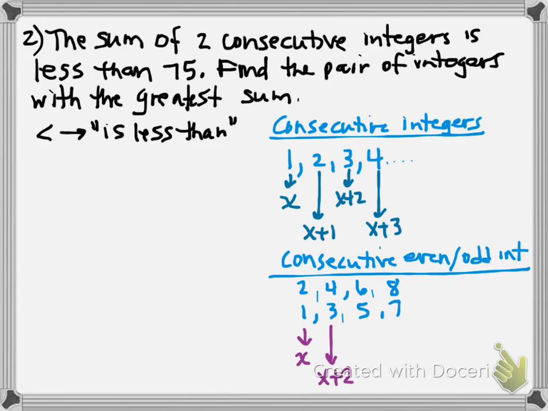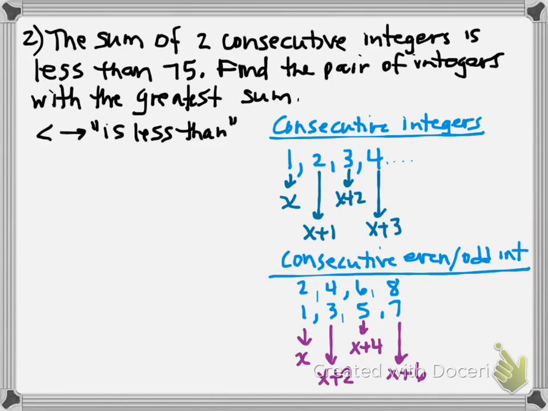Okay? What do I do to 2 to get to 6? 4. Add 4. What do I do to 1 to get to 5? Add 4. The pattern is the same. Okay? And then what do I do to 2 to get to 8? What do I do to 1 to get to 7? So right there, there's all your definitions that you need, whether they're consecutive, consecutive even, consecutive odd.